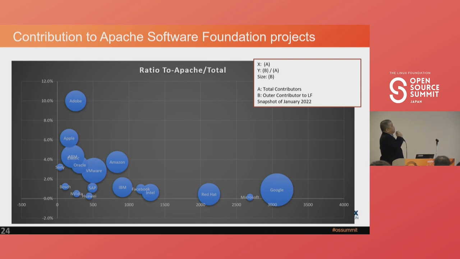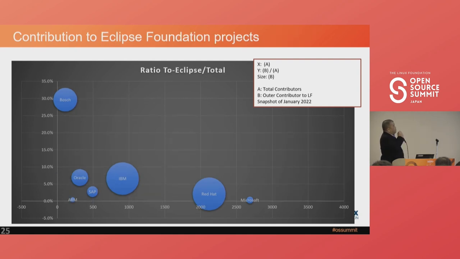This page shows the Apache Software Foundation case. This chart shows the difference from the Linux Foundation case. This page shows the Eclipse Foundation project case. This chart shows the difference between the Linux Foundation and Eclipse Foundation.